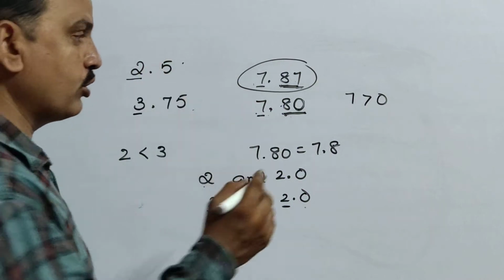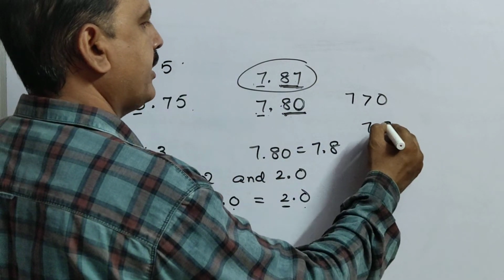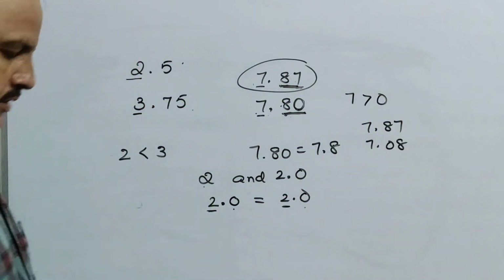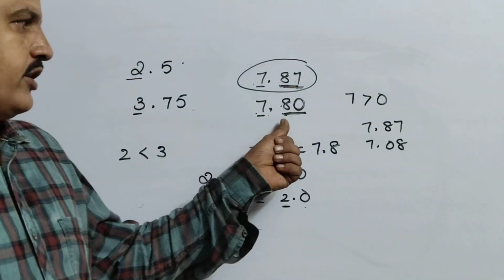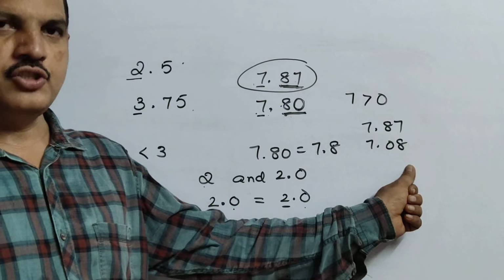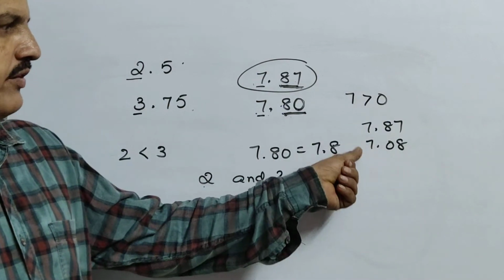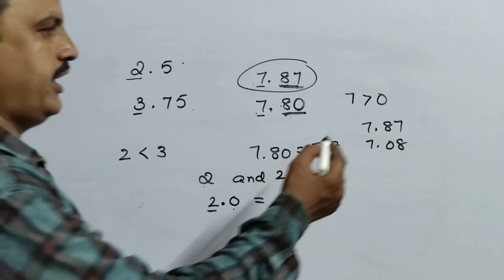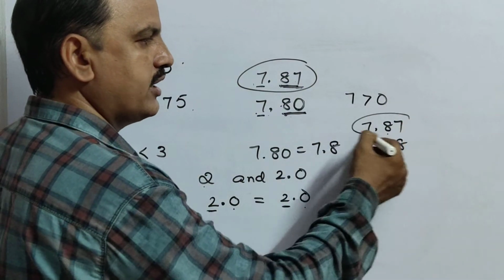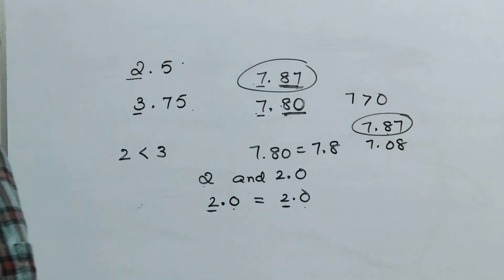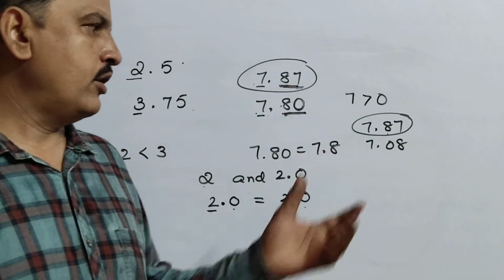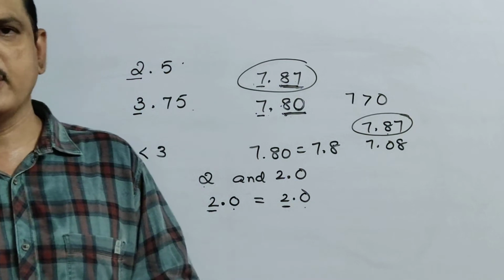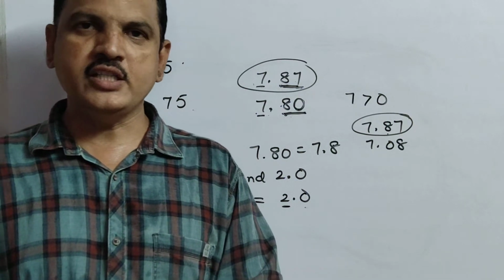Suppose I'll give you one more question, children. 7.87 and 7.08. There is a lot of difference between 80 and 08. Now 7, 7, both are equal. 80, now which is greater? 8. So again this one is greater, 7.8. So be careful in comparing the digits. If you compare the digits perfectly, then it will be very easy for you.